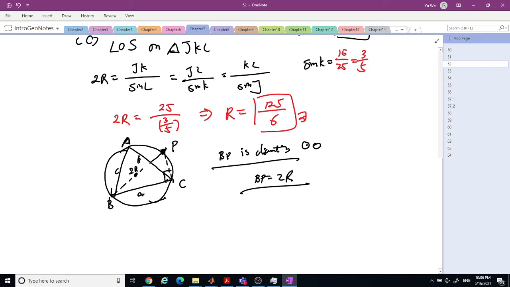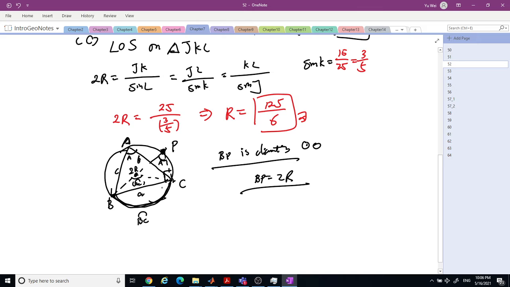Now we have the arc BC, right? The arc BC spans the inscribed angle here, also the inscribed angle here, right? So this is the central angle of the arc BC. Now you can see this angle should equal this angle spanned by the arc BC. So this is angle A, and this is also angle A, right?